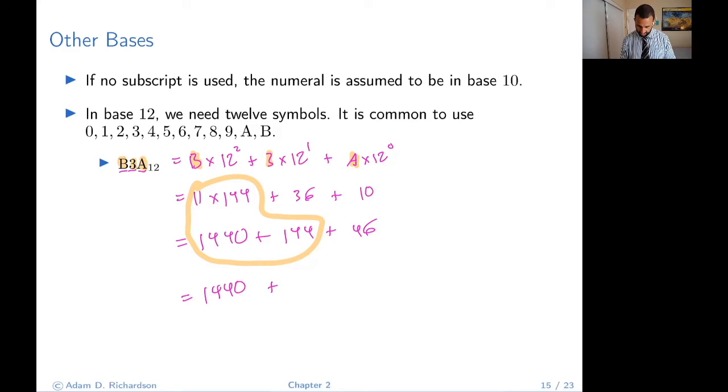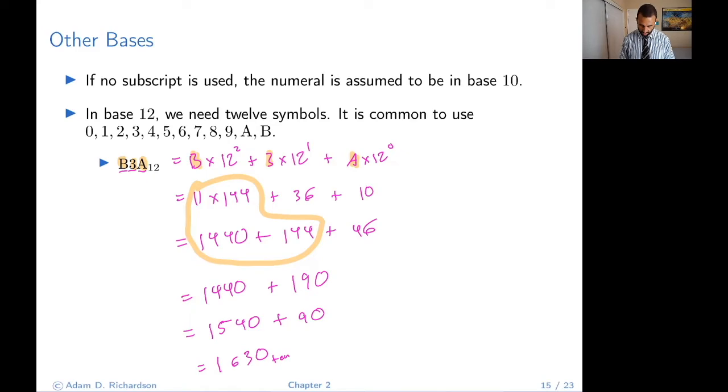144 plus 46 is 150 plus 40, which is 190. Now, 1,440 plus 100 is 1,540. And then we're going to have 1,630. 10 less than adding 100 more. So that's what it looks like in base 10.